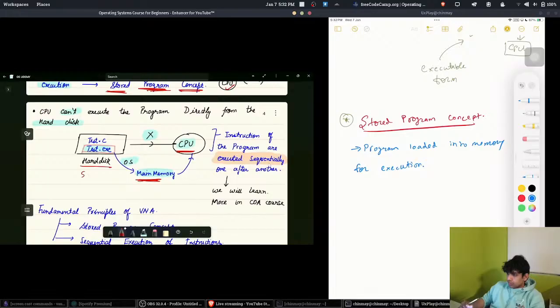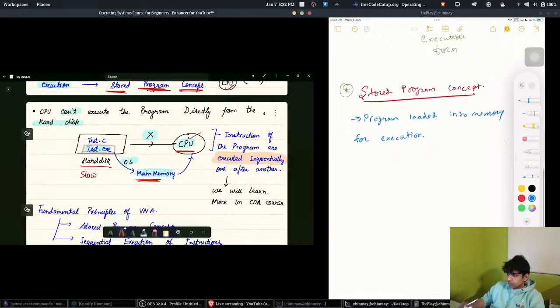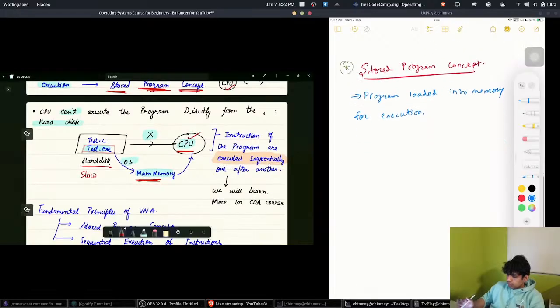Because hard disks are slow. The computer has a high and fast processing speed, but it cannot fetch that much data from the hard disk. It requires a fast memory. So the CPU is fast, the hard disk is slow. We need something that can match the speed of the CPU. So this is main memory, that is RAM, and it is as fast as the CPU.